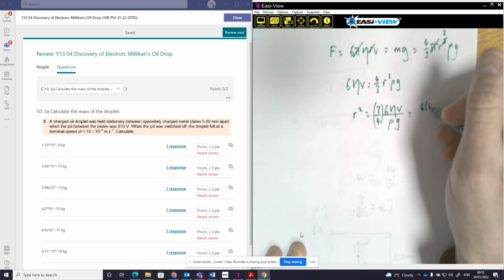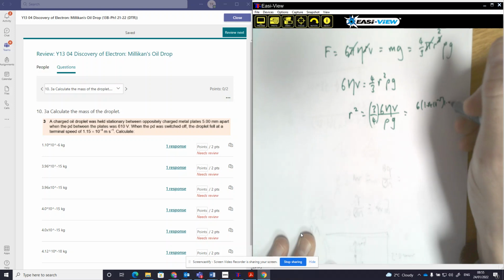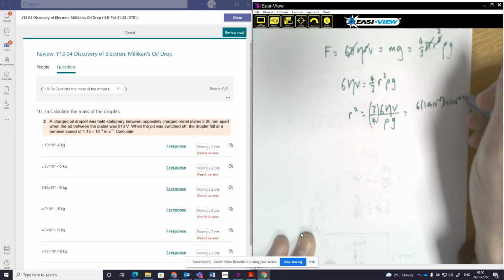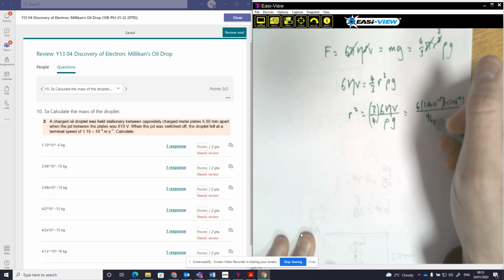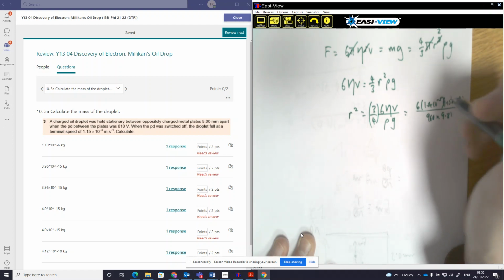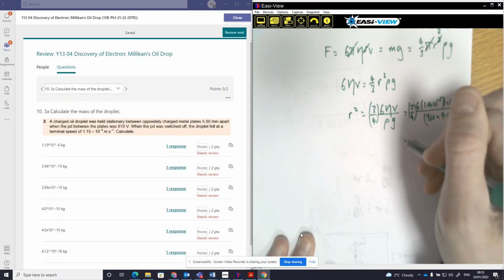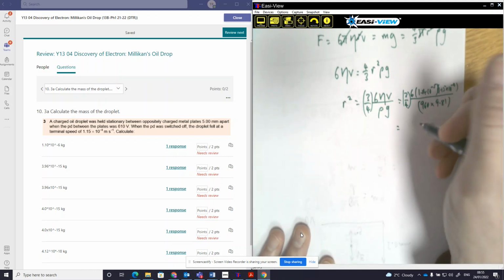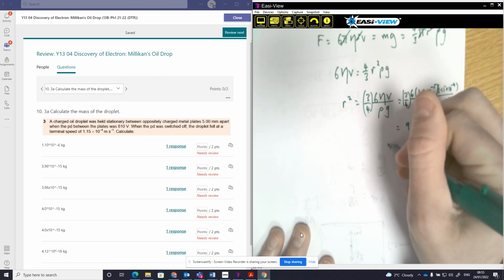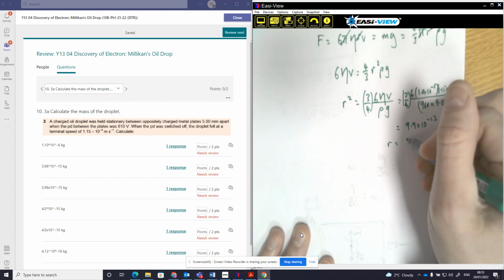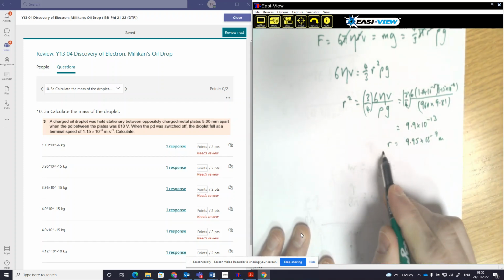I get 6 lots of 1.8 times 10 to the negative 5 multiplied by 1.15 times 10 to the negative 4, all over 960 times 9.81, and then that's all multiplied by 3/4. And that gives us an r squared value of 9.9 times 10 to the negative 13. So r equals the square root of that, which is 9.95 times 10 to the negative 7 meters.